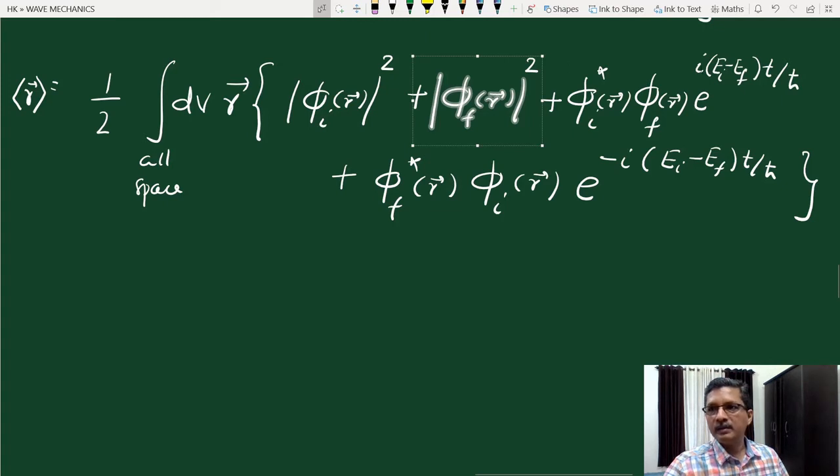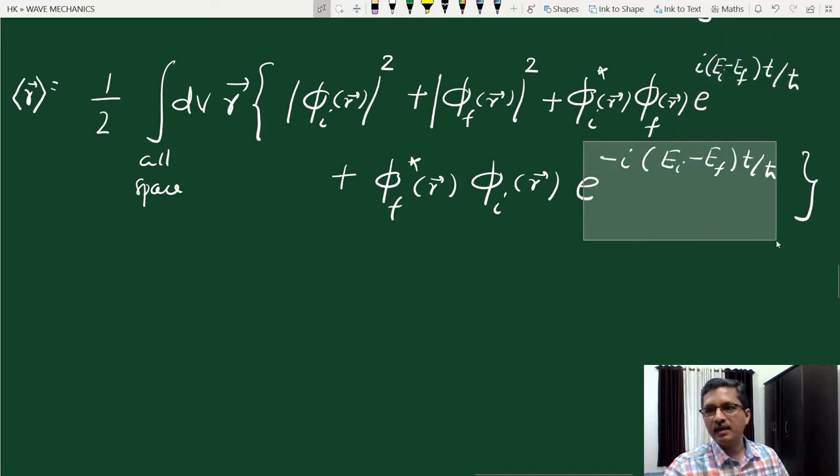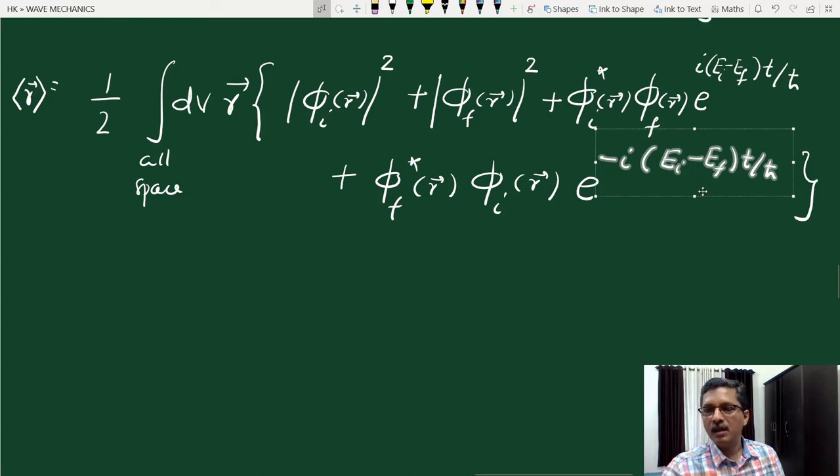The third and fourth terms have time dependency: e raised to i (Ei minus Ef)t by h cross, and this is e raised to minus i (Ei minus Ef)t by h cross. So these are the time dependent parts, and e raised to i, it is like e raised to i omega t, right? (Ei minus Ef) by h cross we can call omega, some frequency. So there is an oscillatory part.